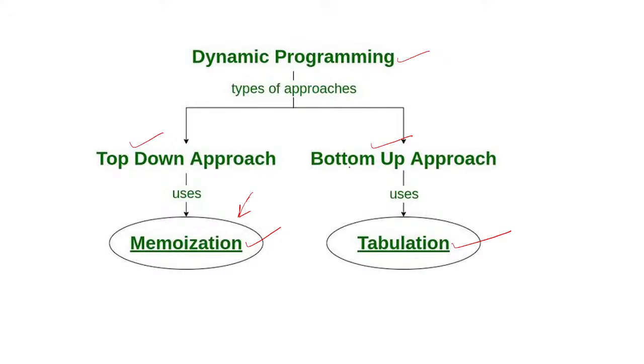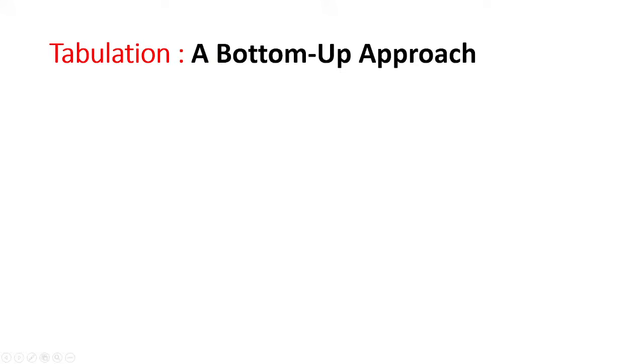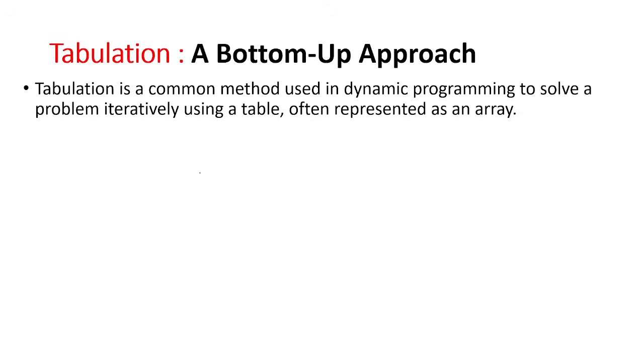So in today's session, we will learn the tabulation technique, which is the bottom-up approach in dynamic programming. Tabulation is a common method used in DP to solve a problem iteratively using a table. We use a table for solving the problem, that's why it is called the tabulation technique. Generally the table is represented as an array.